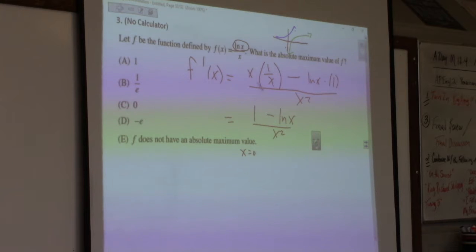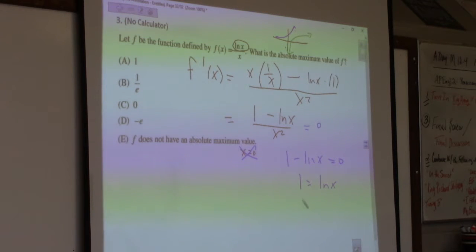All right, so we know that x equals 0 will never be one of our solutions. So now all we're left with is the top being equal to 0. Because if the top equals 0, then this thing equals 0. So 1 minus natural log of x equals 0. Solve that, what are we going to do? We're going to move the natural log over, so 1 equals natural log of x. What's x going to be there?